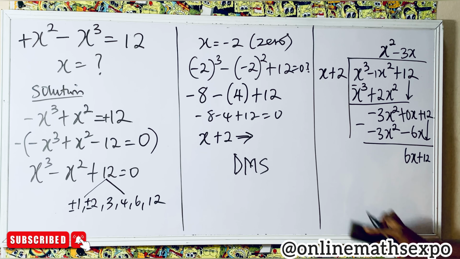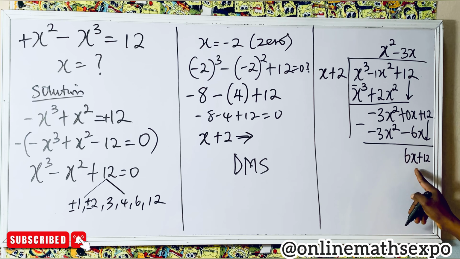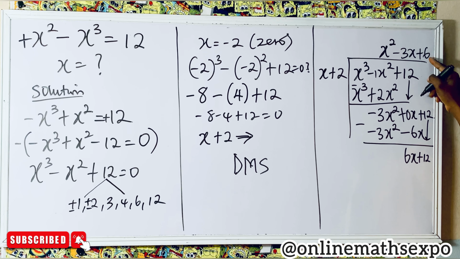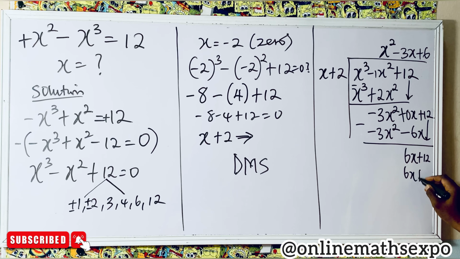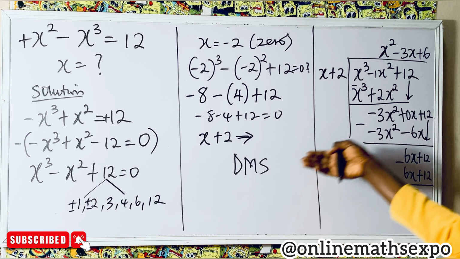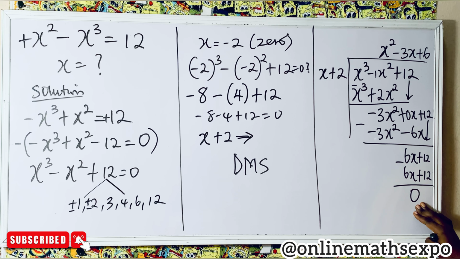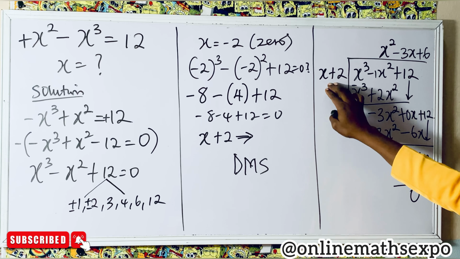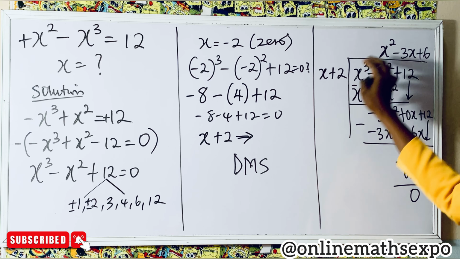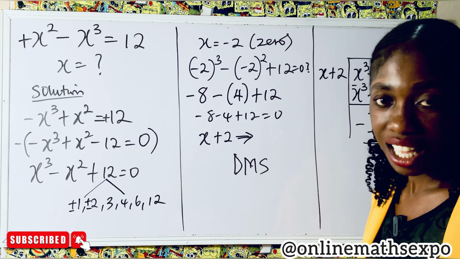Okay, so at this point, you also repeat this cycle. If you divide, you have 6. 6 multiplies 6x, and 6 multiplies 2 will give us 12. Then subtract, you have 0. So you see, we said this is a factor because at the end of our division, there is no remainder. So what it means is that these two expressions are the factors of this particular equation.